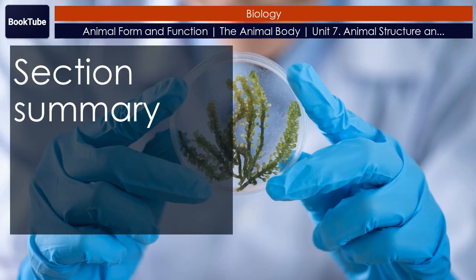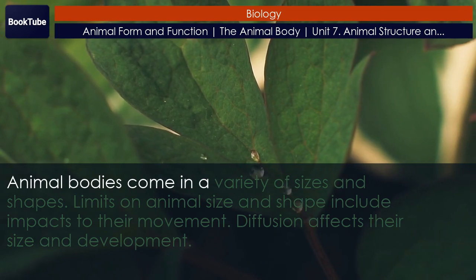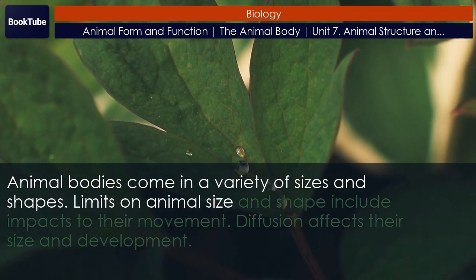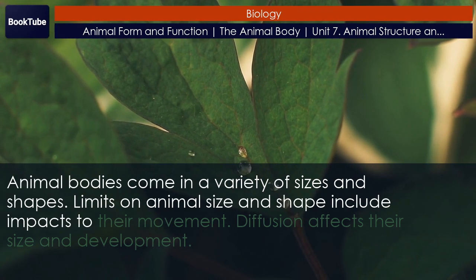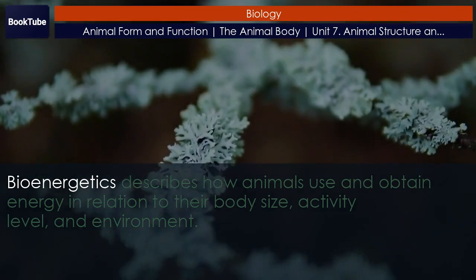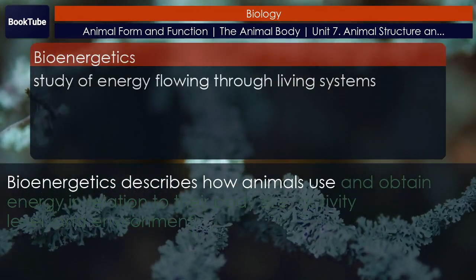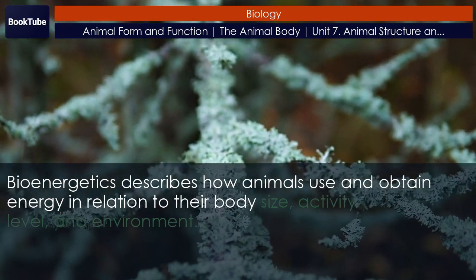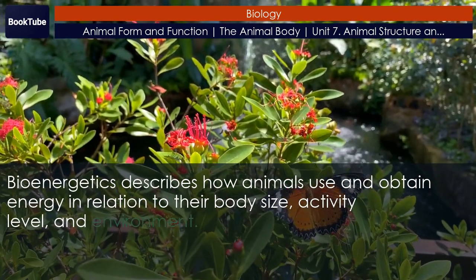Section summary. Animal bodies come in a variety of sizes and shapes. Limits on animal size and shape include impacts to their movement. Diffusion affects their size and development. Bioenergetics describes how animals use and obtain energy in relation to their body size, activity level, and environment.